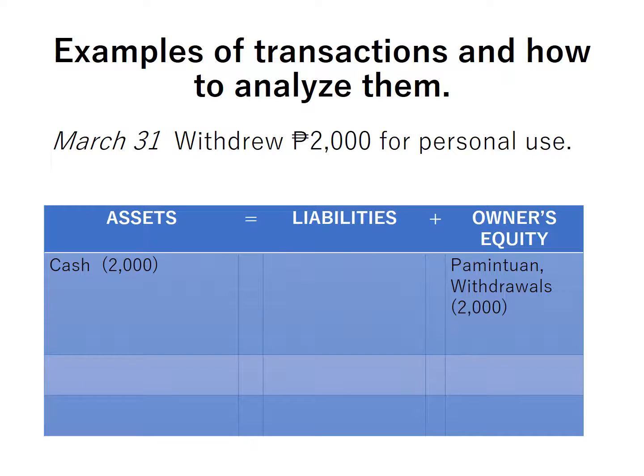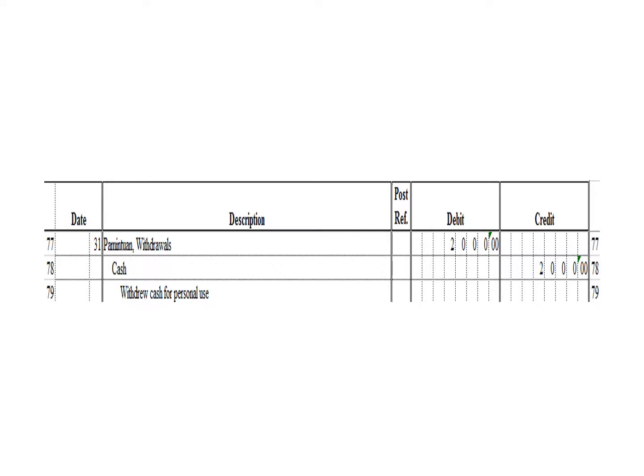March 31, the owner withdrew 2,000 pesos for personal use. Cash decreased by 2,000 pesos. Pamintuan withdrawals increased by 2,000 pesos. To journalize the transaction, we write the date, 31.